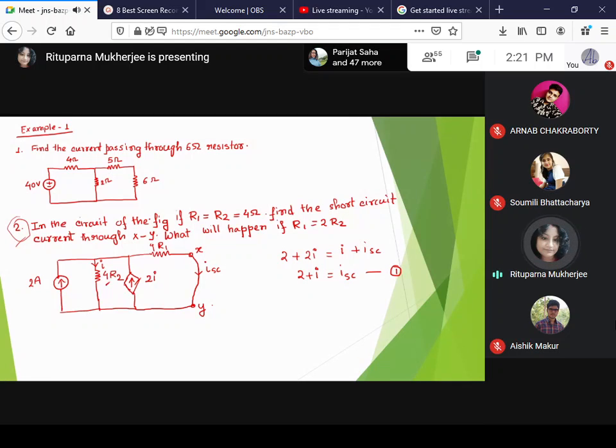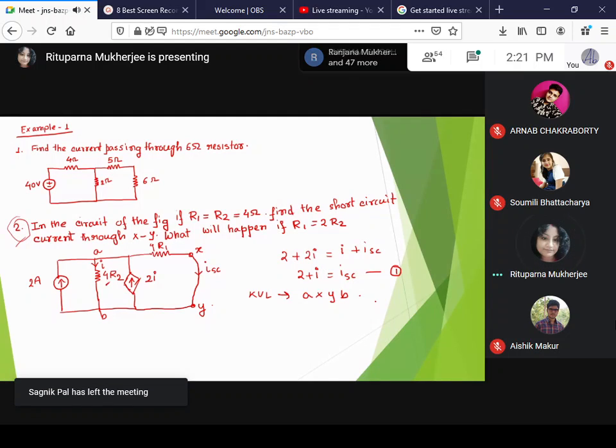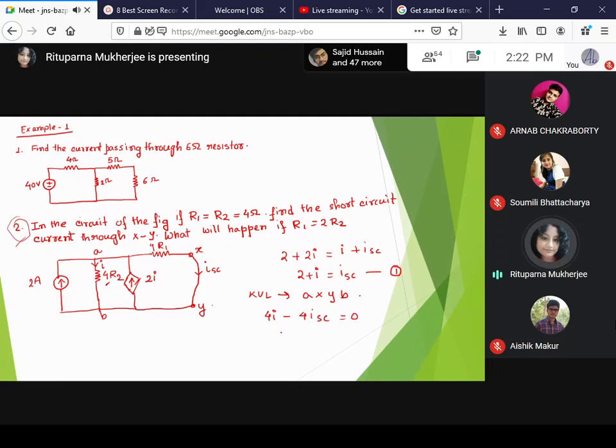Now we can apply KVL in this loop. This is A, this is B, suppose. So we can apply KVL in A, X, Y, B. What should be the KVL equation here? In case of KVL, we can write 4I minus 4ISC equals 0, or we can write I equals ISC, right? Is it clear? Yes, ma'am. So now these are two equations. One is 2 plus I equals ISC, another is I equals ISC. Is it possible? No. So this solution is undefined.